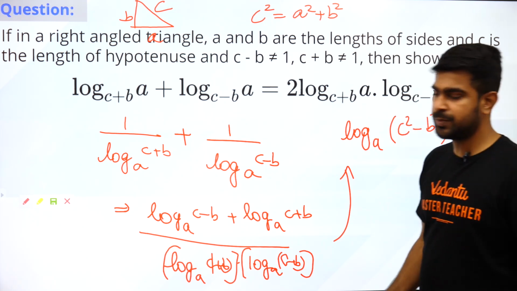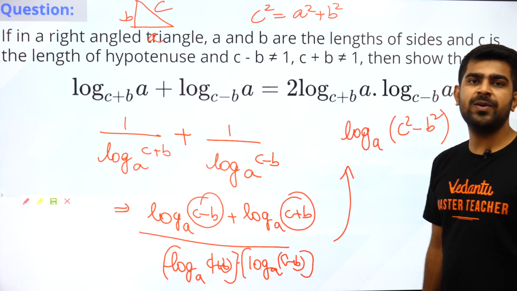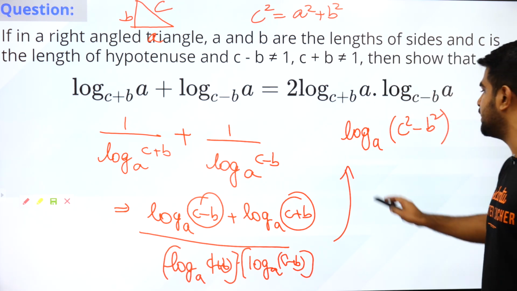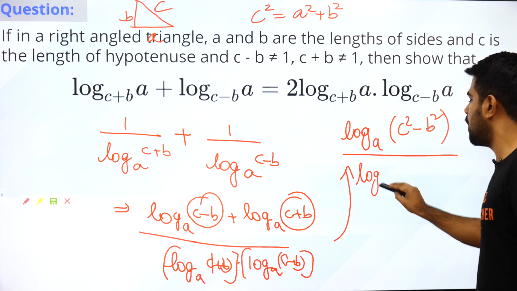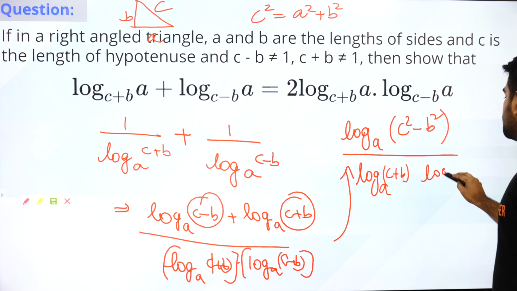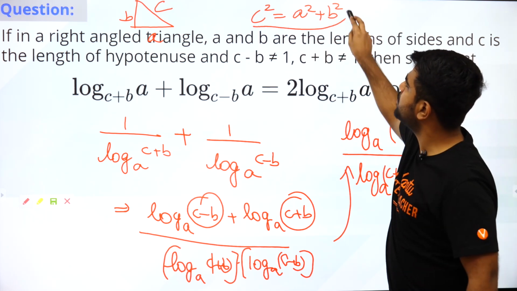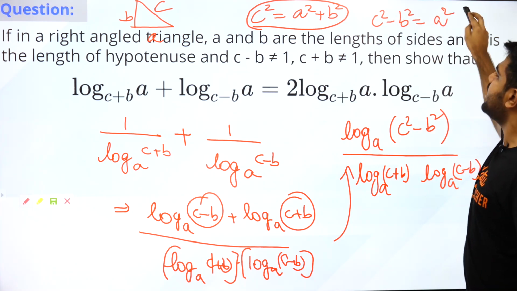Why is it C square minus B square? Because I multiply C minus B and C plus B. So it is A plus B into A minus B, which is A square minus B square, and that is how I get this over here, divided by whatever I have over there. What is that? Log to the base A C plus B multiplied by log to the base A C minus B. But guys, what is C square minus B square? Have a look at it. What is C square minus B square? That is equal to A square, right?